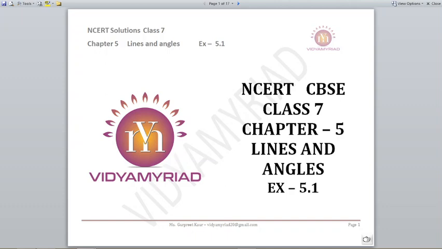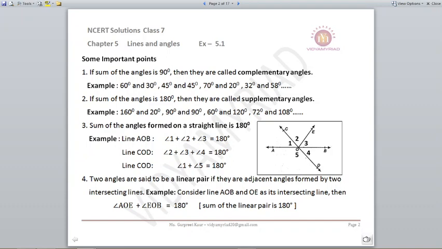This video is made for class 7th on chapter number 5, Lines and Angles, and today we are going to begin with exercise 5.1 from NCERT. Now to do this exercise, you need to understand some important terms of this chapter. That is, you should know complementary angles, supplementary angles, linear pair and the angles formed on a straight line.